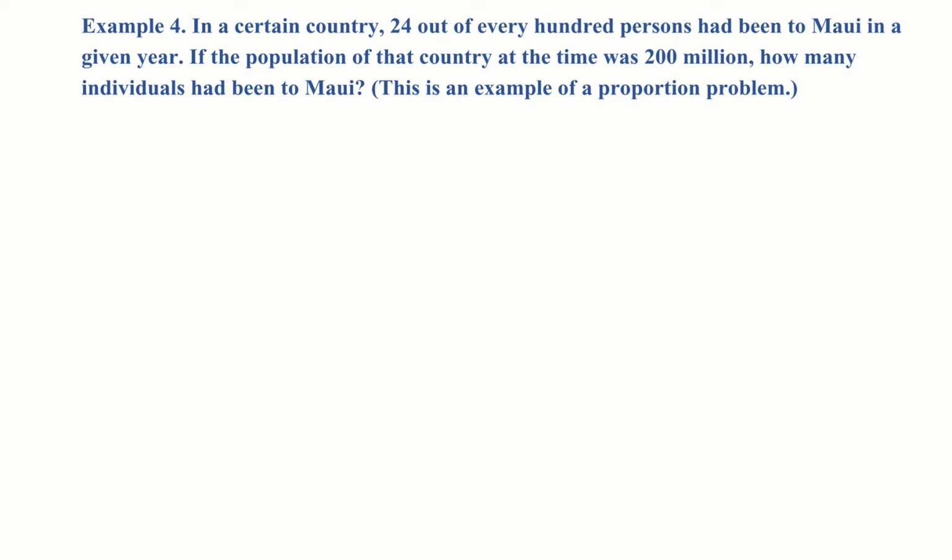So we just set it up like this. The denominator is going to be the total. On the top, we're going to have the part that associates to that total for the given scenario. So we know that out of 100, when the denominator is 100, the numerator is 24. In other words, the 100 is the total number in the sample, and 24 is the number that went to Maui.